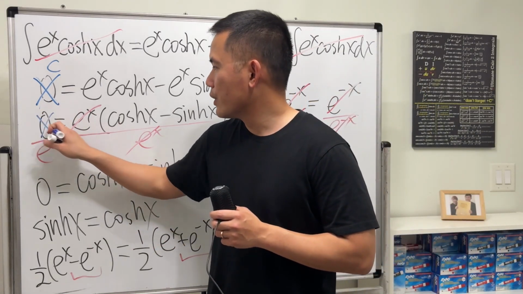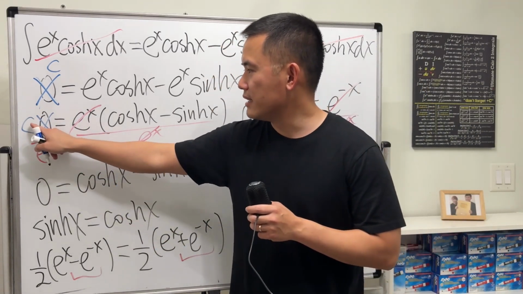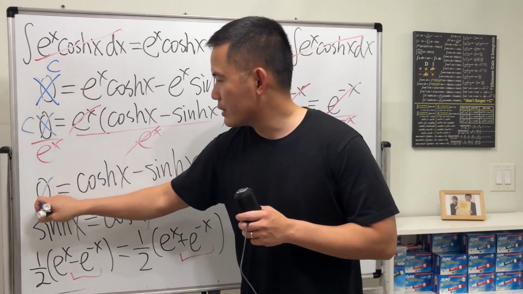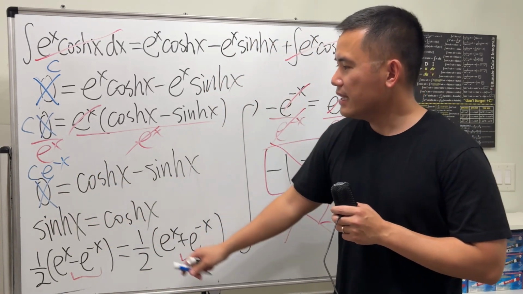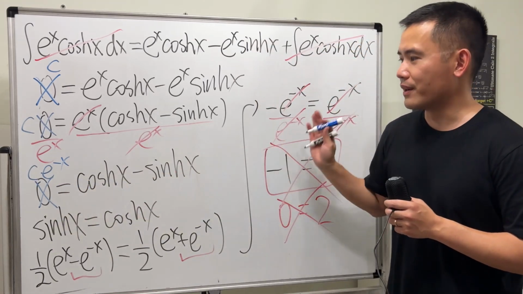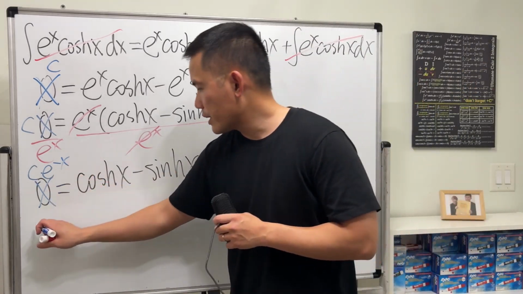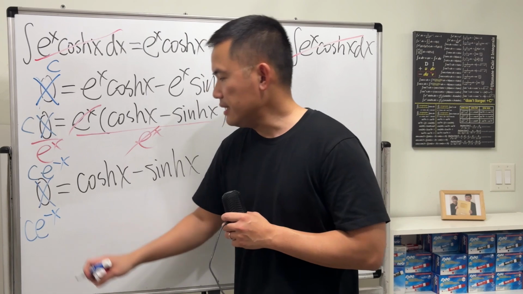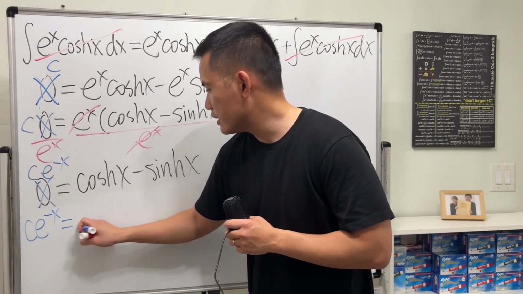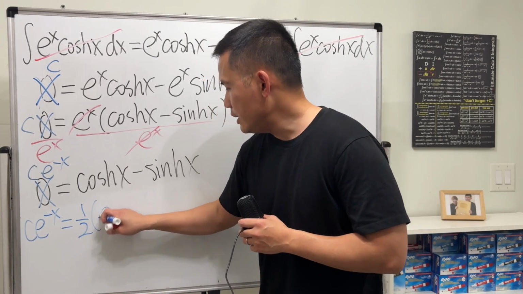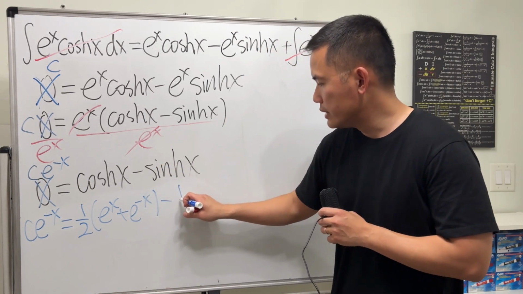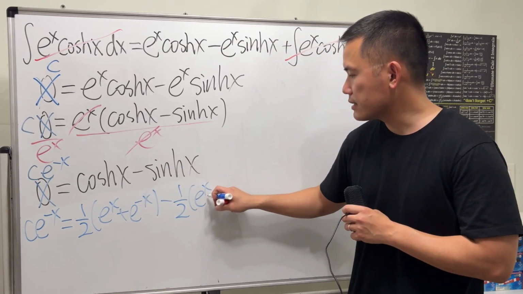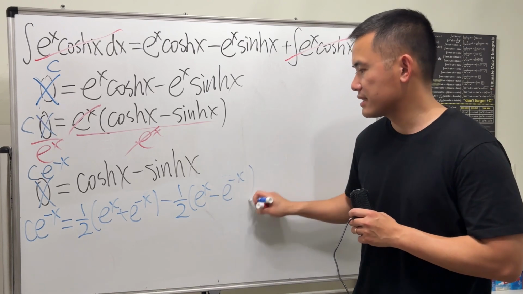And in fact, we actually don't get 0. It's technically c over e to the x. So this right here is c e to the negative x. And now let's just kind of correct this from here. So this right here, we have c e to the negative x, and then this right here, cosh is 1/2 (e to the x plus e to the negative x), and then minus sinh is 1/2 (e to the x minus e to the negative x).